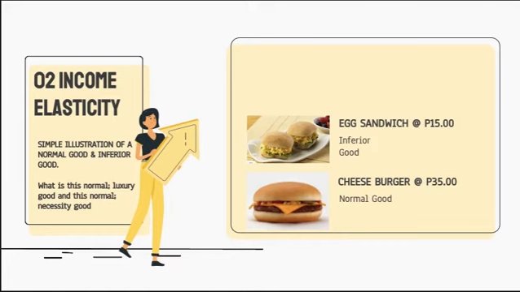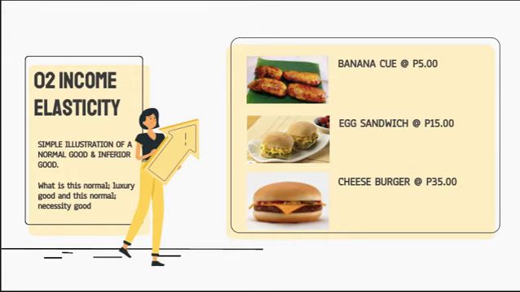Let us bring back the option of buying banana Q. Since it doesn't mean that if your income rises, you will now disregard the option of having banana Q as a snack, then the banana Q will be known as the inferior good. Why? Because this is the least option. Then the sandwich becomes the normal necessity good. Why? It is because you need to take your snack to ease your hunger. Then the cheeseburger will be the normal luxury good. It can also ease your hunger, but this option leads you in purchasing a much higher price of good.